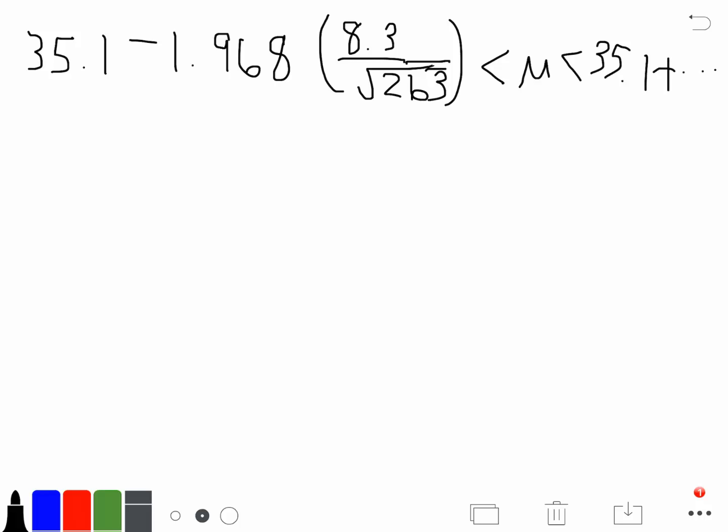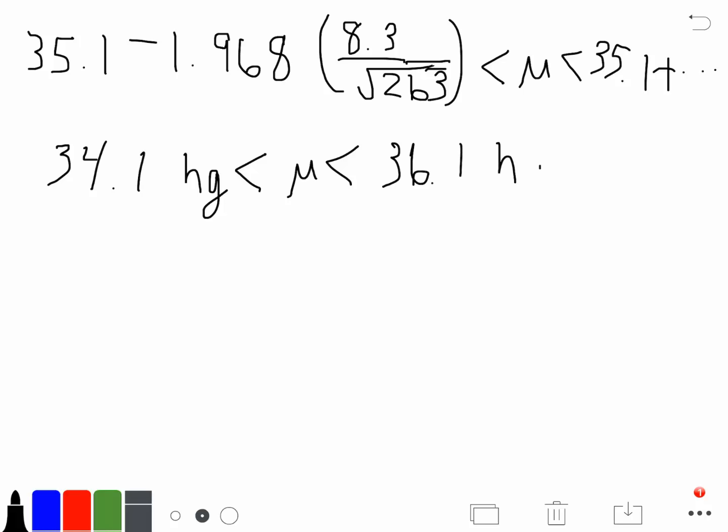Now we can plug both of these in the calculator and we would get 34.1 Hg is less than mu, which is less than 36.1 Hg, and those are just our units.